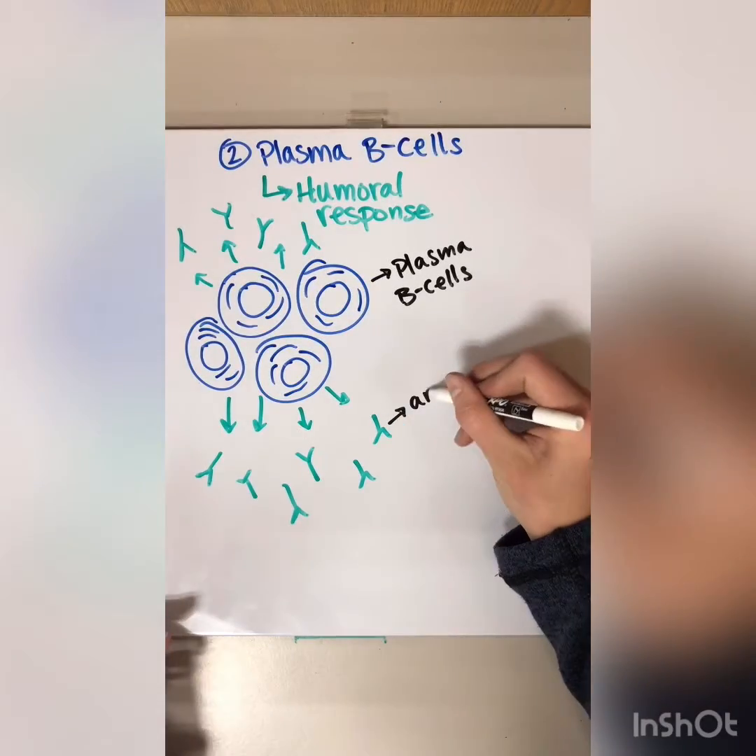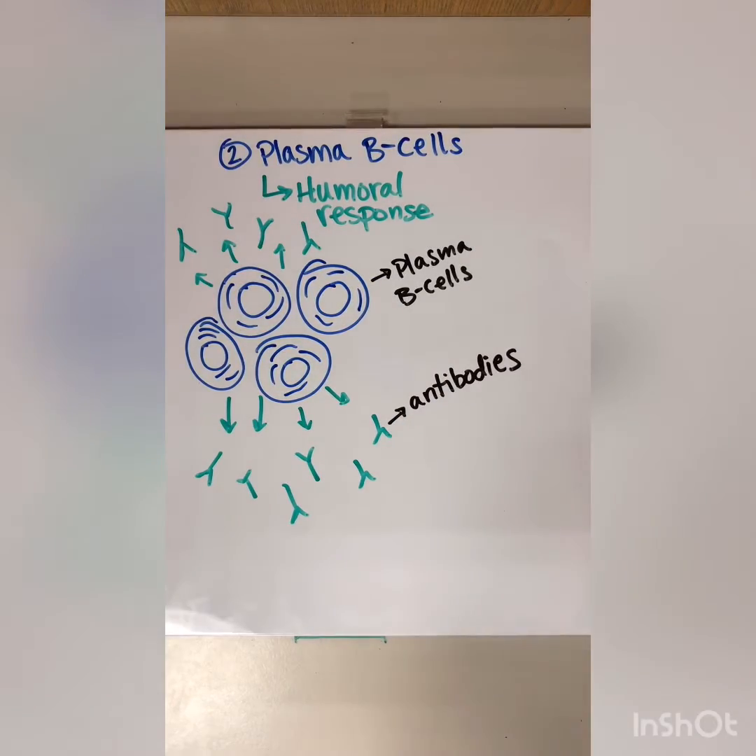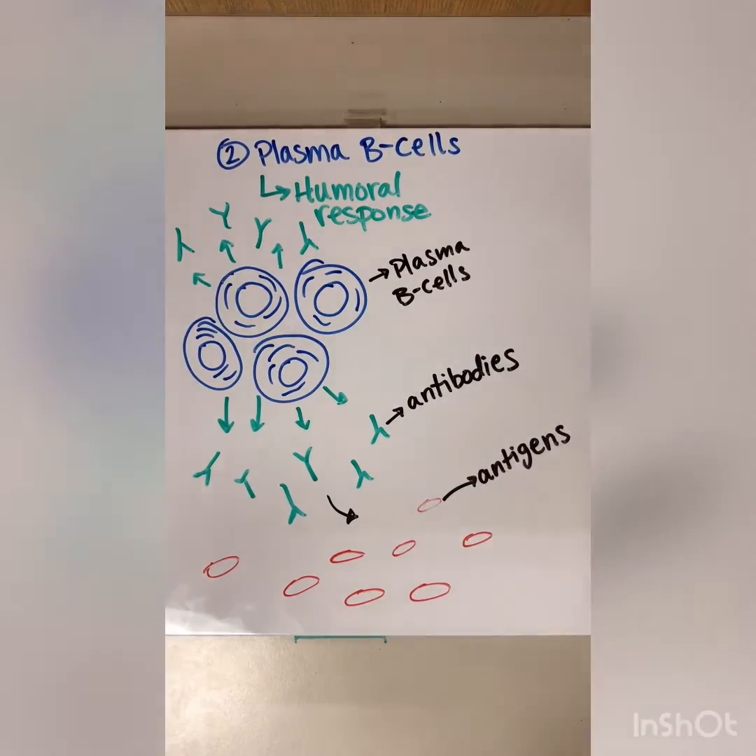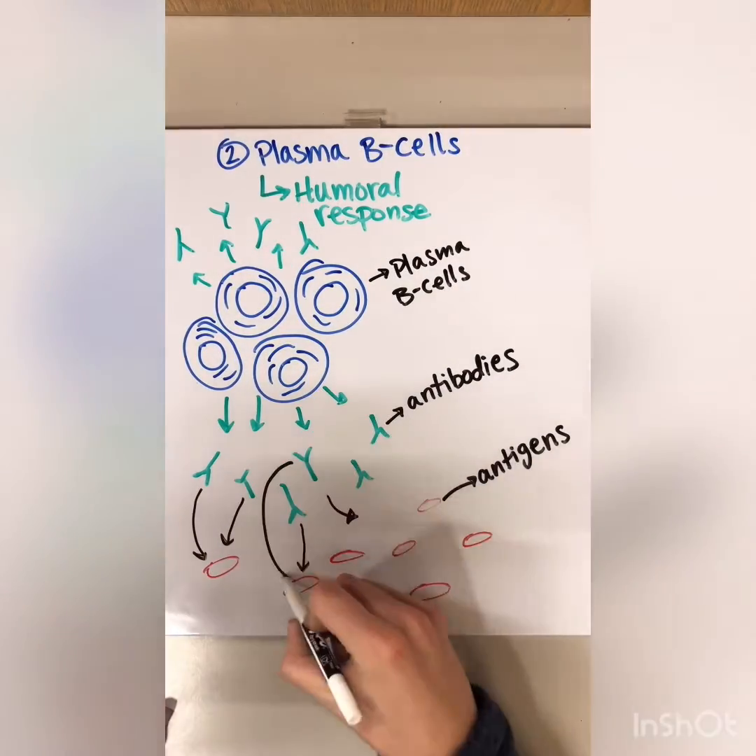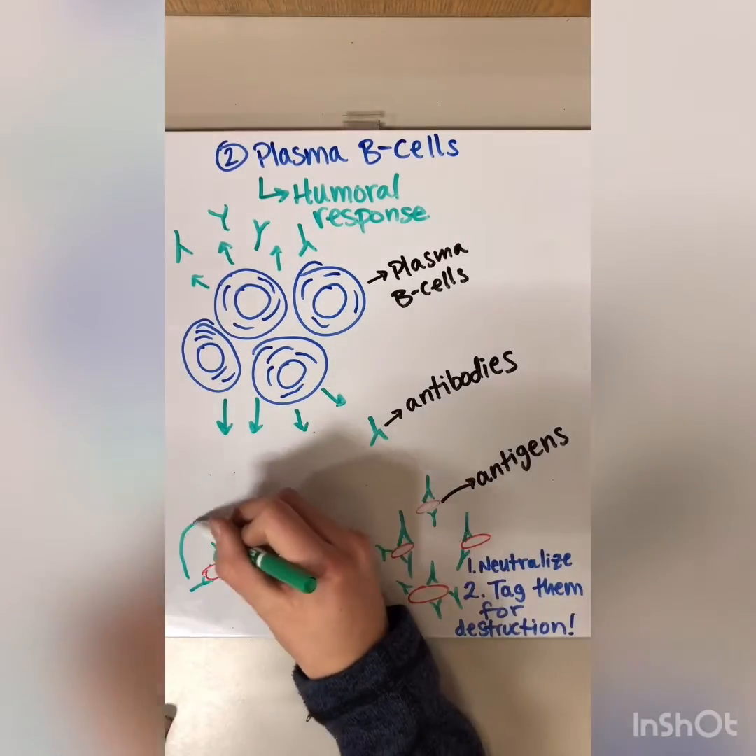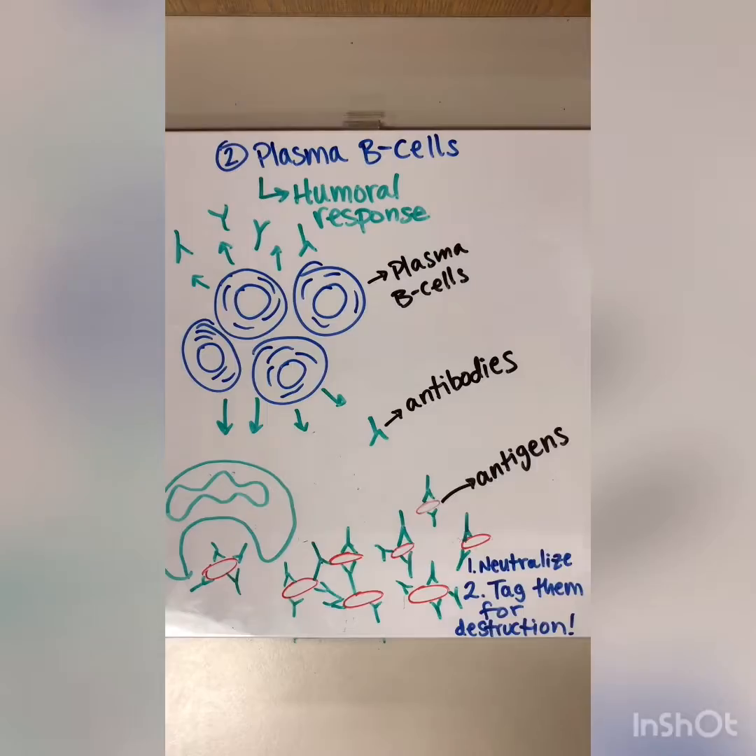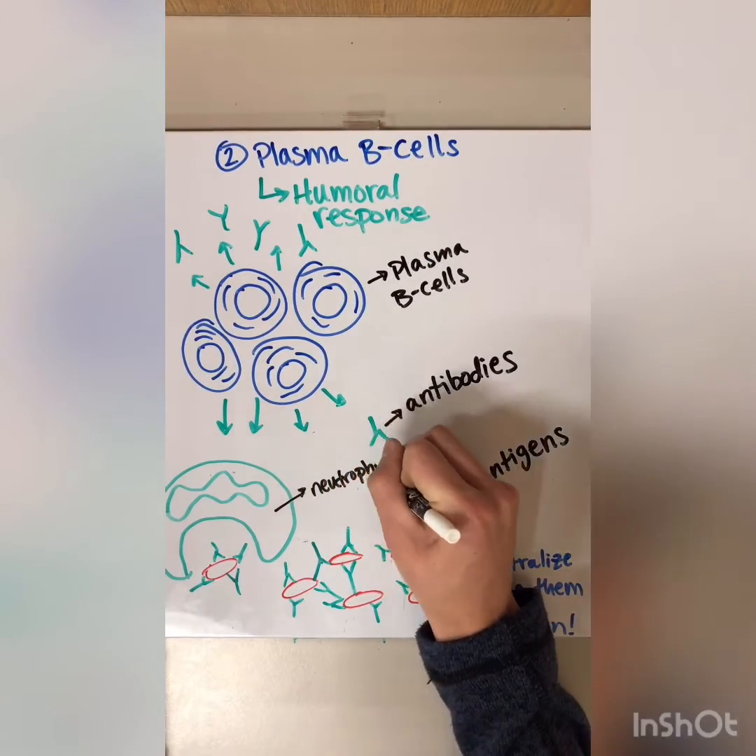And through the humoral response, plasma B cells will release antibodies, which are Y-shaped proteins that will mark and tag antigens for destruction, neutralizing them from infecting other cells. And once antigens have been tagged, they can then be engulfed and degraded by leukocytes such as neutrophils.